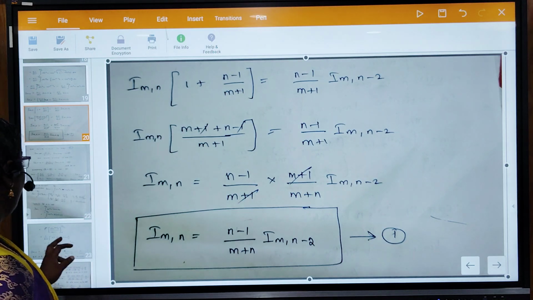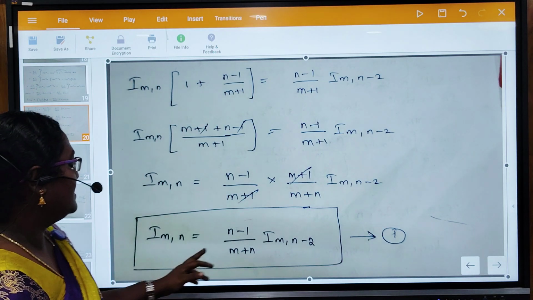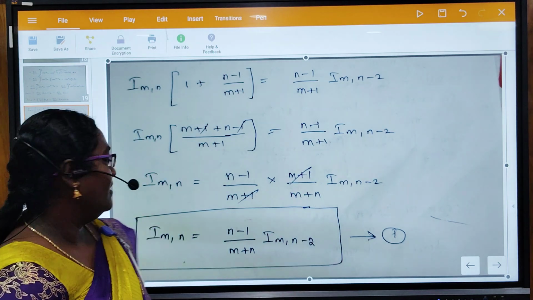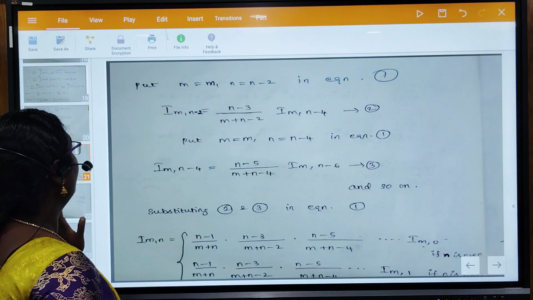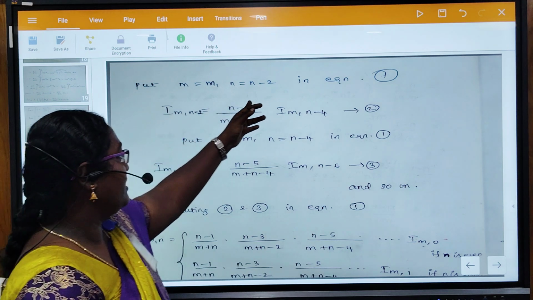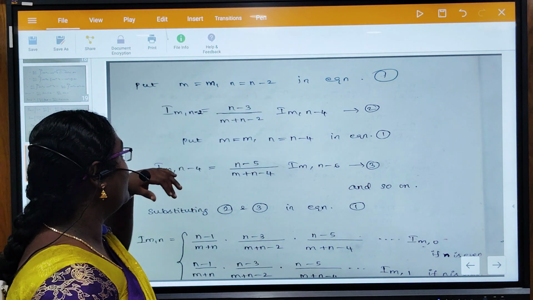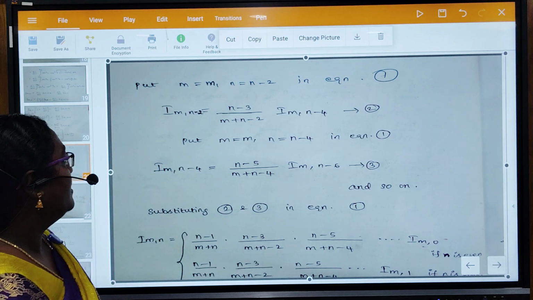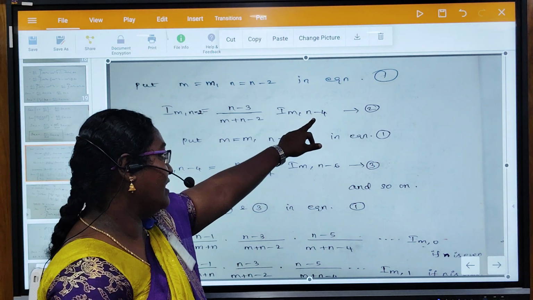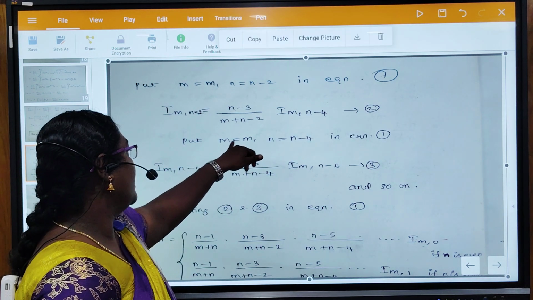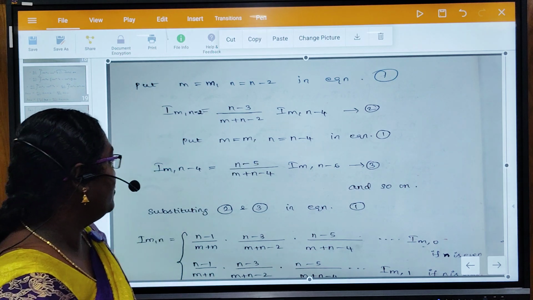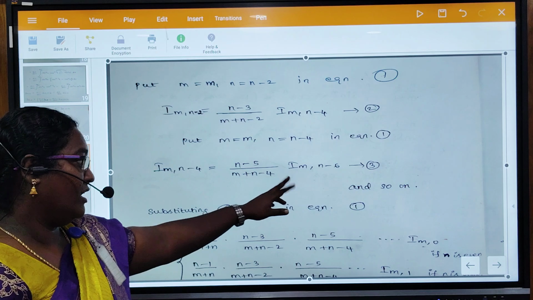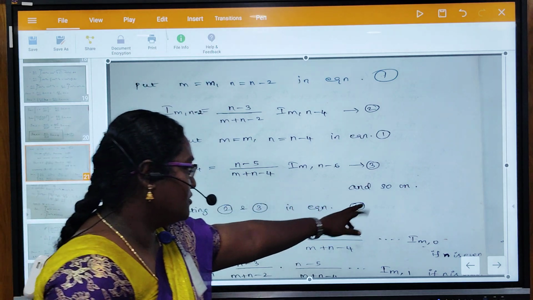Okay. Now we will have cases. Since n reduces to n minus 2, it keeps on reducing till I 0 and I 1. So we will see in the next slide. Here m is equal to m and n is equal to n minus 2. In the same manner we are substituting in equation 1. So substituting, it becomes n minus 3 by m plus n minus 2 I m comma n minus 4. Again we need n minus 4, so we put m is equal to m and n is equal to n minus 4 in equation 1. So I m comma n minus 4 is equal to I m comma n minus 6.